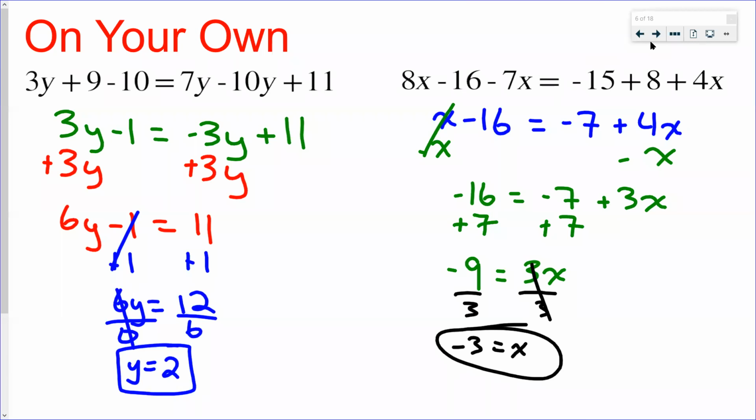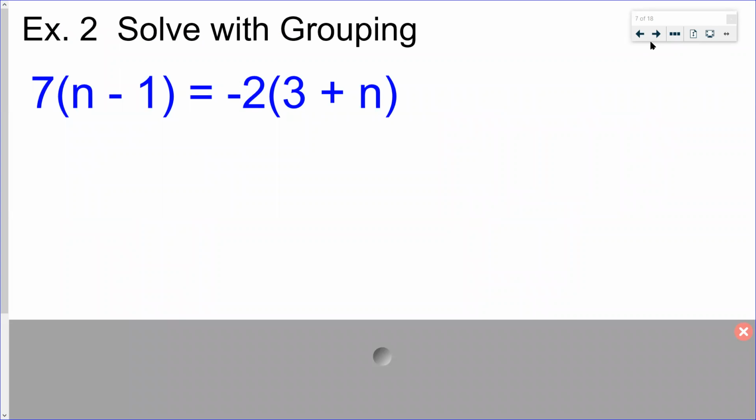All right, so hopefully on your own, for the left, you should have gotten y equals 2. And on the right, you should have gotten negative 3 equals x. And so both sides had like terms that you needed to combine. Make sure, again, it's not always just on one side. Make sure you look to combine your like terms before you start going.